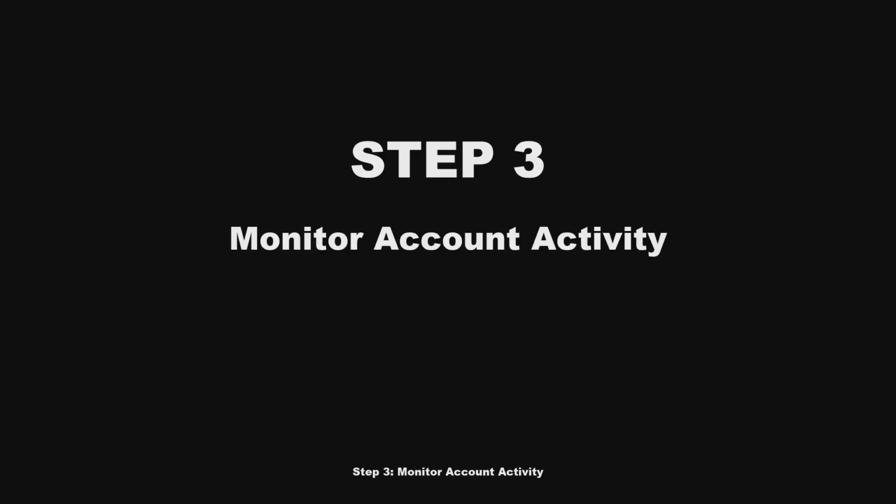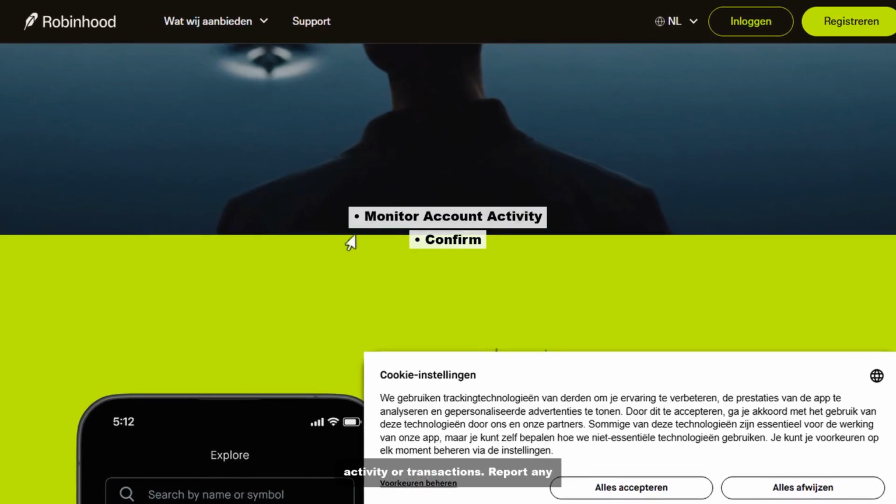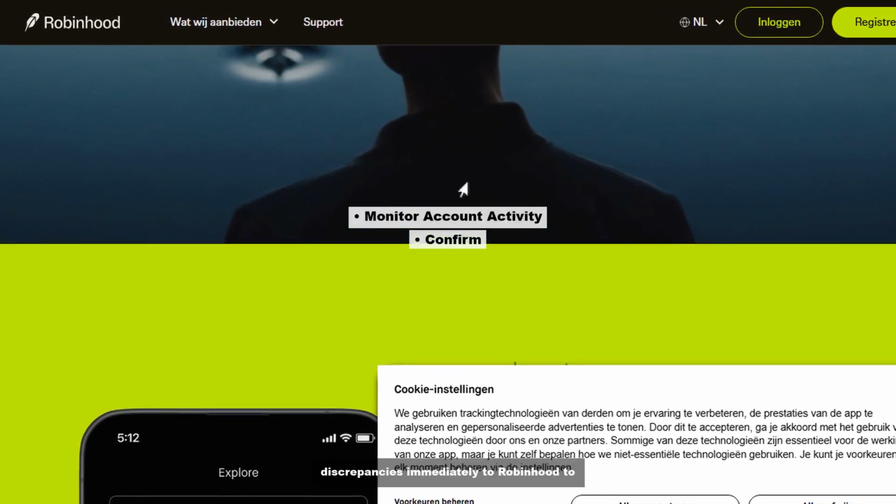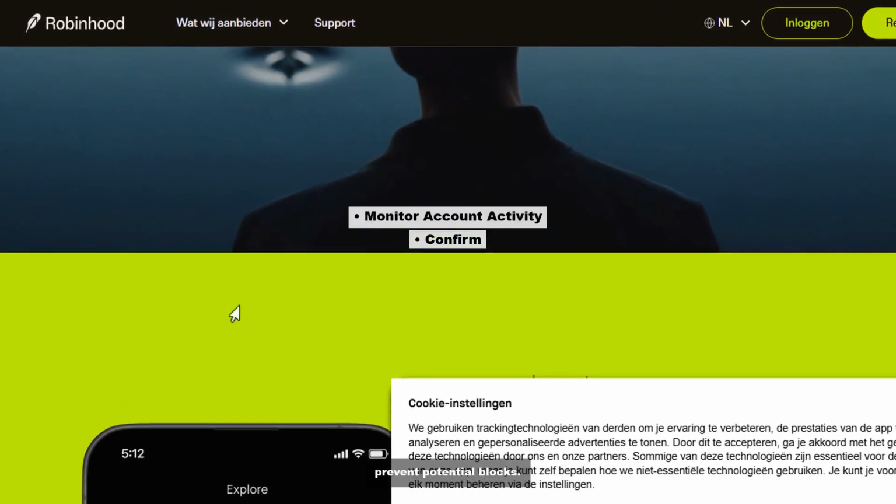Step 3. Monitor account activity. Regularly check your account for any unusual activity or transactions. Report any discrepancies immediately to Robinhood to prevent potential blocks.